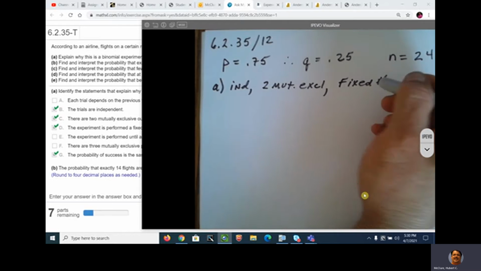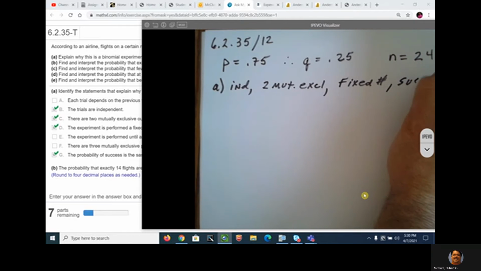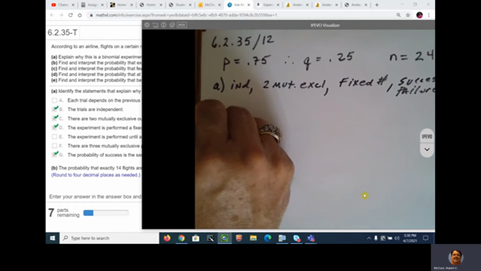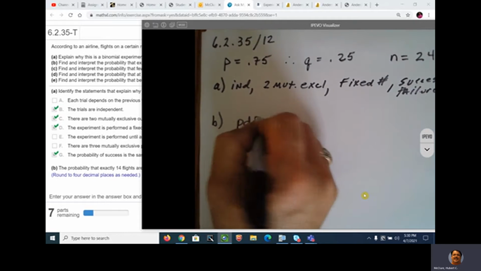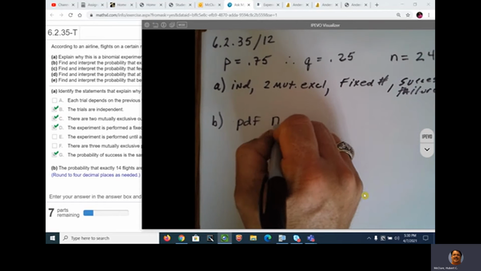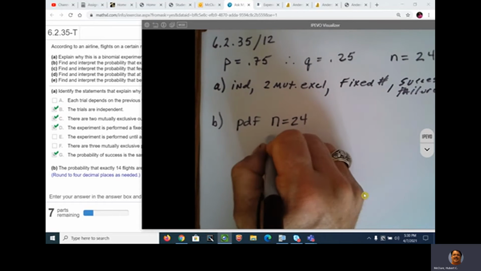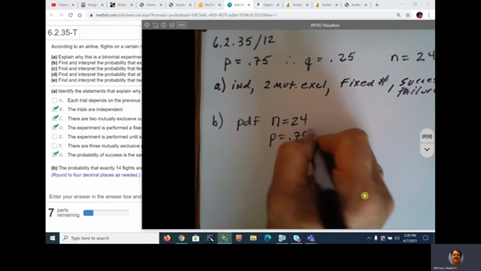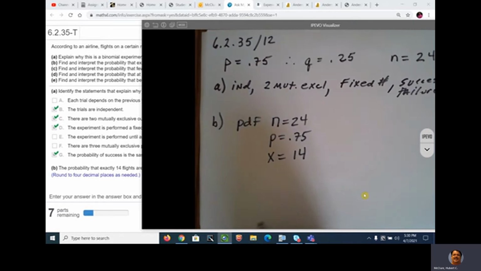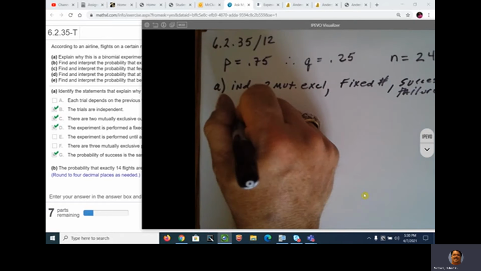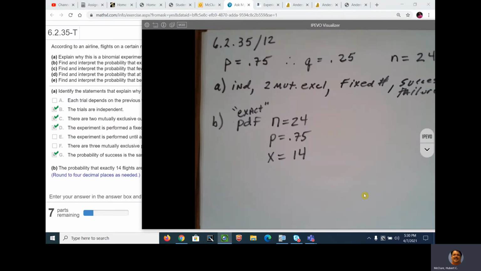And success is the same. Success and failure is equal. All right, binomial PDF. N is 24, P is 0.75, and X is 14. Okay, so set exact. When you see the word exact with these, that means PDF, precise.